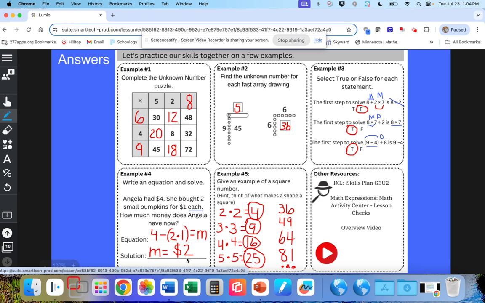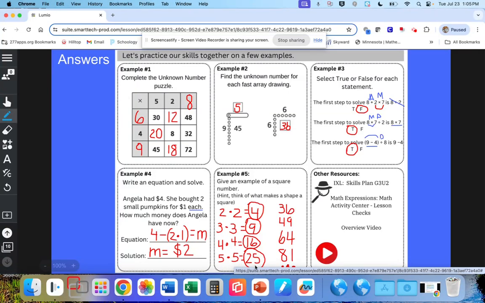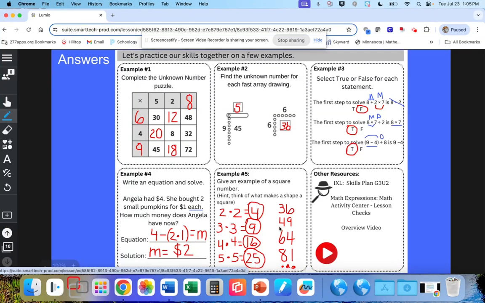Number 5, give an example of a square number. Remember back in our multiplication chart at the very beginning of this video, square numbers are anytime we multiply a number times itself. So 2 times 2 is 4, 3 times 3 is 9, 4 times 4 is 16, 5 times 5 is 25, some remaining numbers 36, 49, 64, 81, and so on, as long as you multiplied the first number by the same as the second number.